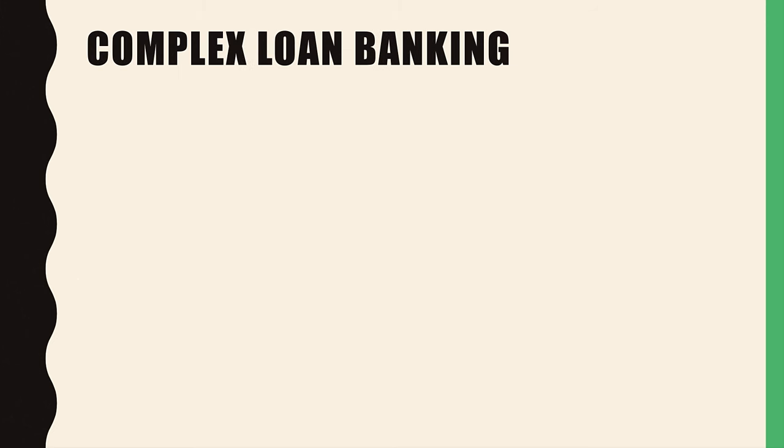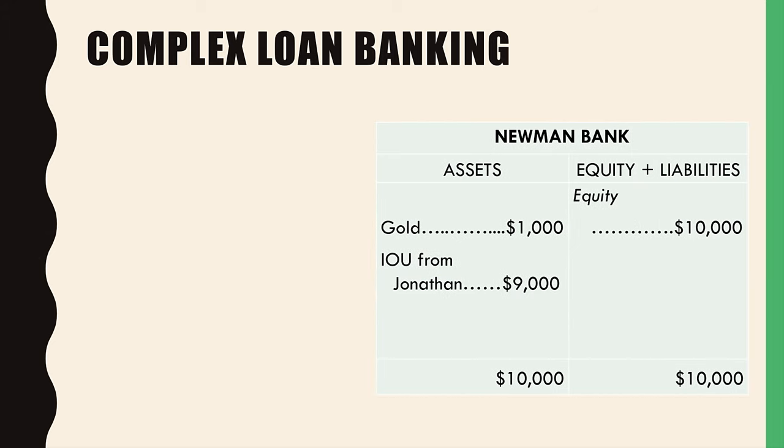All right. So let's look at complex loan banking. We've got the same balance sheet as before. And I say, well, I can't lend any more money out of my assets. I don't have enough gold. I want to have about $1,000 in a buffer. So I've decided that, well, it's not really going to be a successful bank if I'm just sticking with Newmans, right? There's only two of us, right? So there's got to be more people. I have to expand, right?